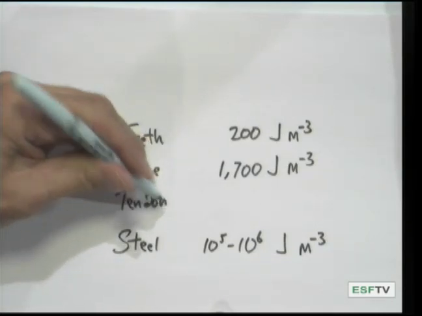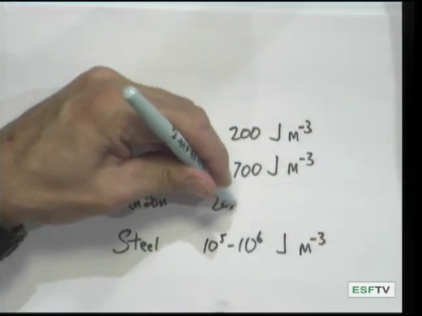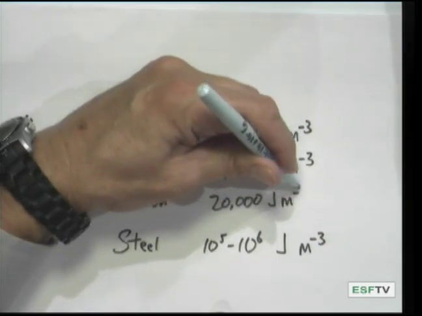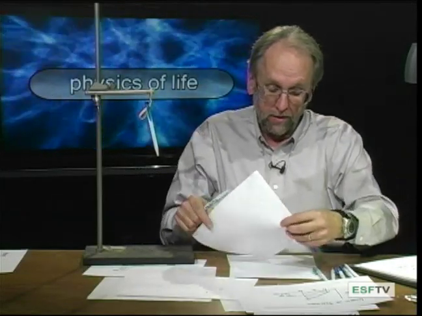And when we look at tendon, here's the answer for us. You're looking at a work of fracture of about 20,000 joules per meter cubed there. All right, and so that's another one of the interesting things that you can do with the stress-strain curve.